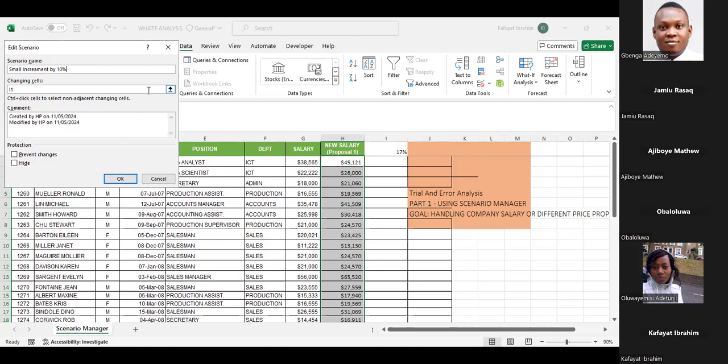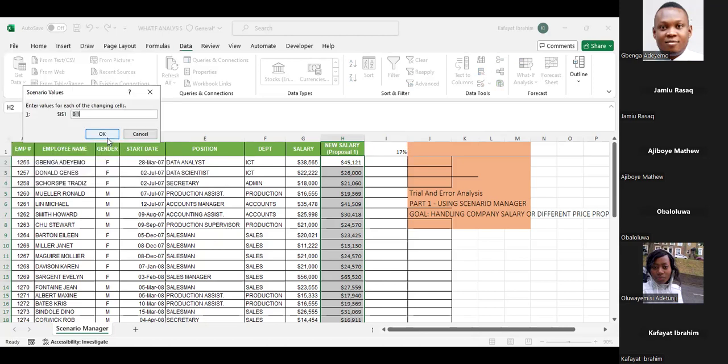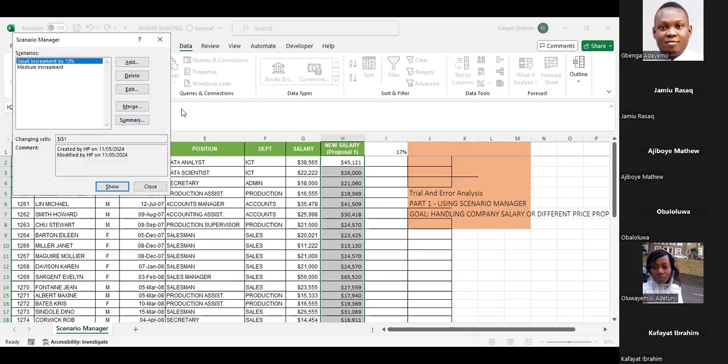Click on OK. I should not change that changing cells. So clear it again and change it again. Thank you for the observation. Click on OK. Okay. 0.1 and 0.1. That one is fine. Yeah, go back. Go to medium now.